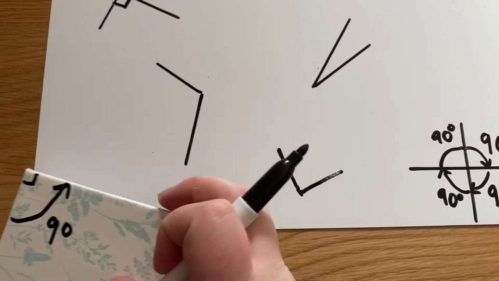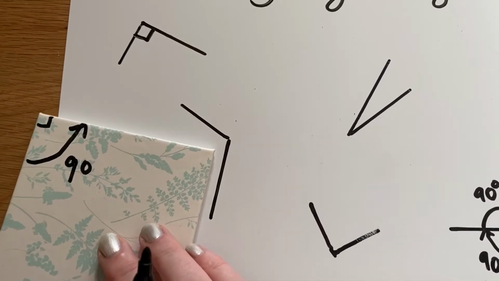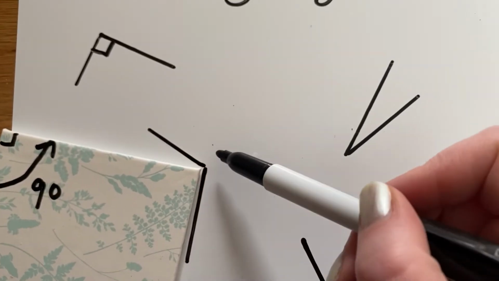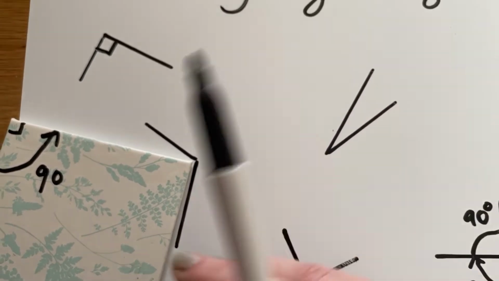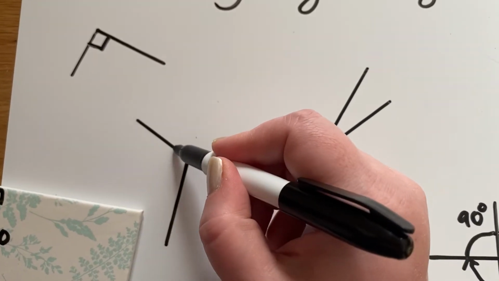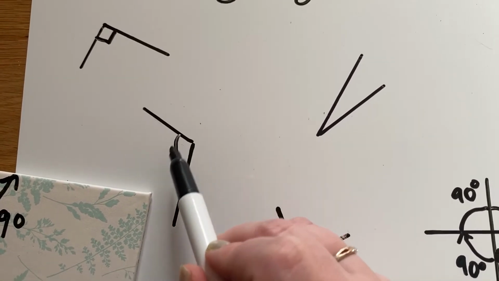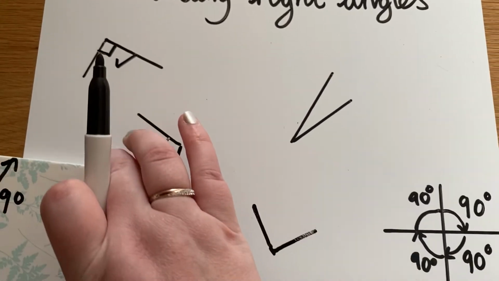Let's have a look at this one. So we don't have to use the same corner because they're all 90 degrees. I line it up with one of the lines. Now the other line didn't match exactly this corner. Therefore, this is bigger than 90 degrees and is not a right angle. So when it's not a right angle, we use a curved line to show. So this is not a right angle. This one is a right angle.